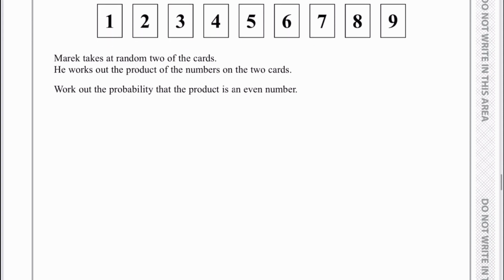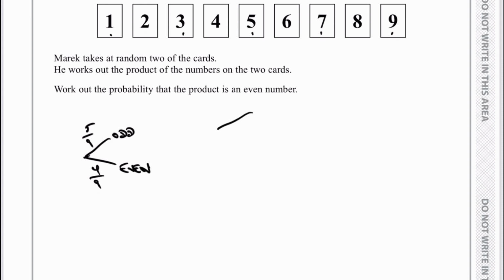So let's have a look at what happens. So we've got first pick. Well, there are 1, 2, 3, 4, 5 odd cards out of 9 altogether. So that's 5 out of 9 are odd. And then I've therefore got 4 out of 9 which are even, and that's his odds on the first pick.